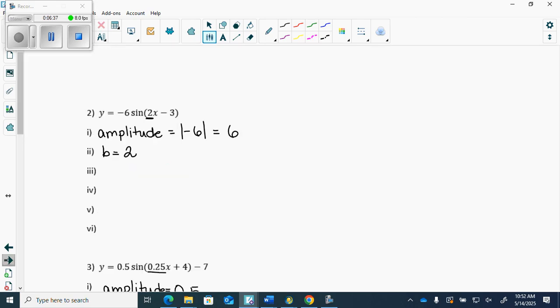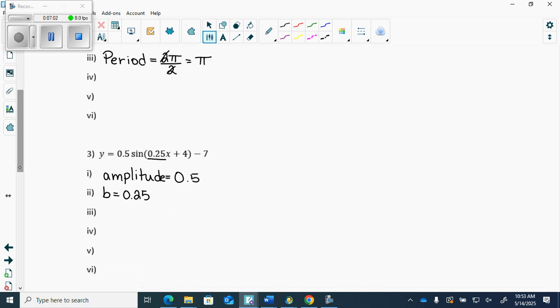Okay, next one. The period equals 2 pi divided by b. 2 pi divided by what? What is b? 2. And so then what's the answer? Pi. So it's half the period of the last one. Last one was 2 pi, this one is pi. All right. Period of this one.